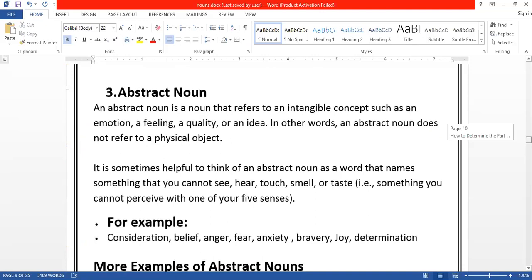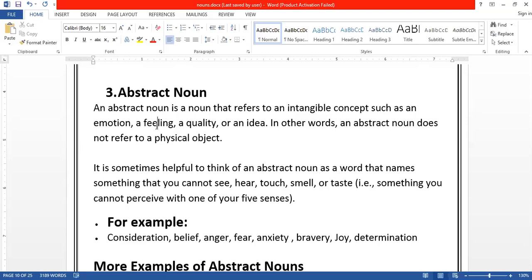We will move towards the next, third type of noun, called an abstract noun. What is an abstract noun? An abstract noun is a noun that refers to an intangible concept such as emotions, feelings, qualities, or ideas. Or in other words, we can say that abstract nouns do not refer to physical objects; they are those nouns that do not have any physical shape or existence.